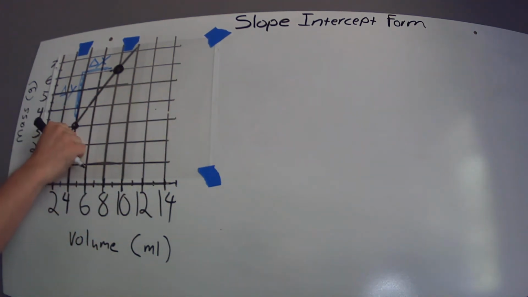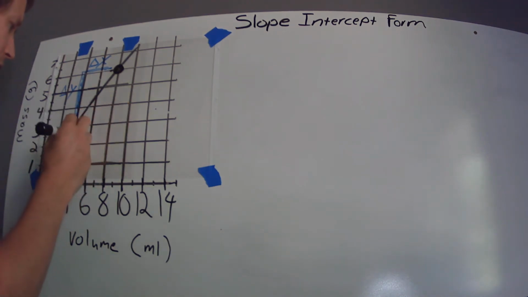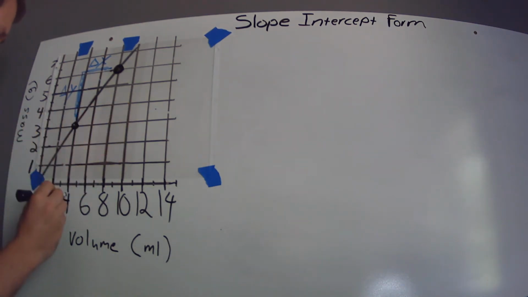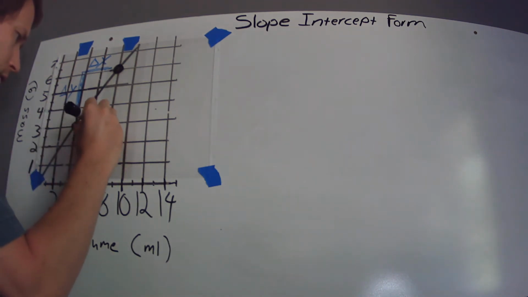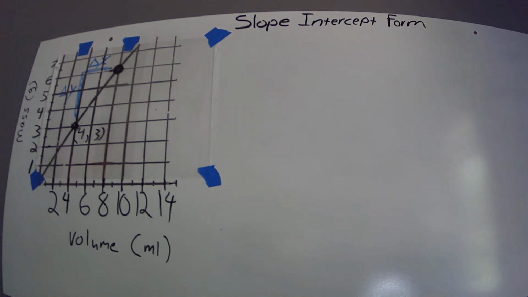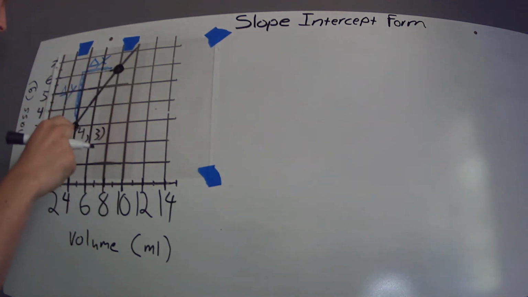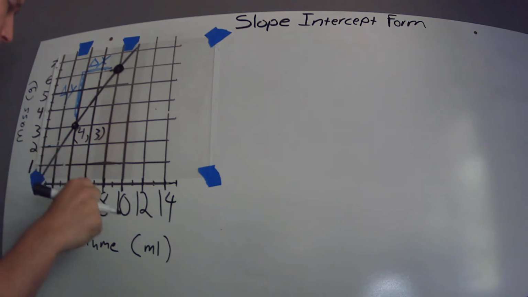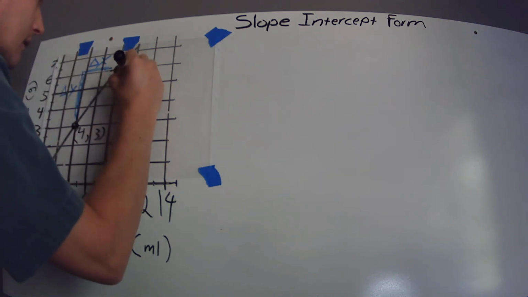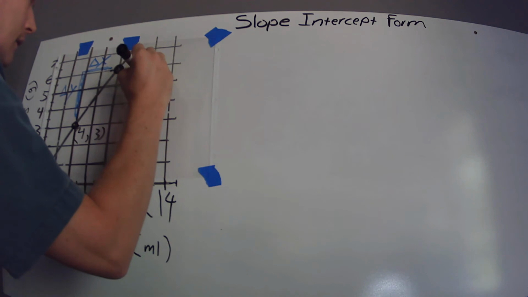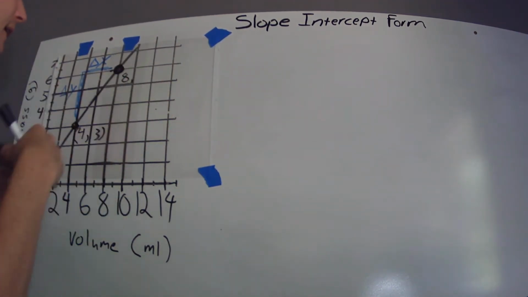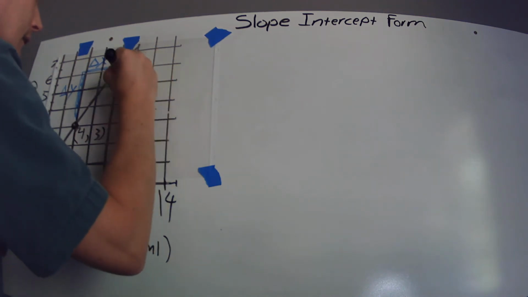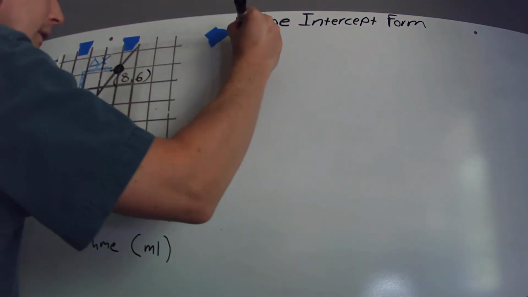So let's start with our first point, right? This will be point 1. This point here looks like it's 4, 3. Right? There's 4, 3. And this point up here is our second point. So this looks like 8, 6. Oops, 8, 6. I'm writing a 4 down for some reason. 8, 6.